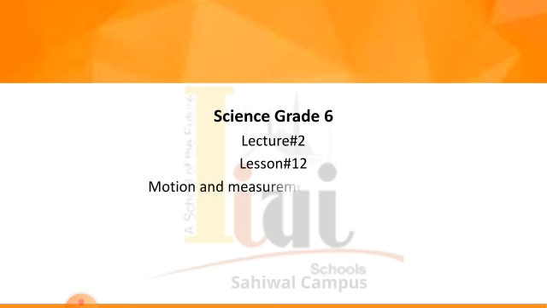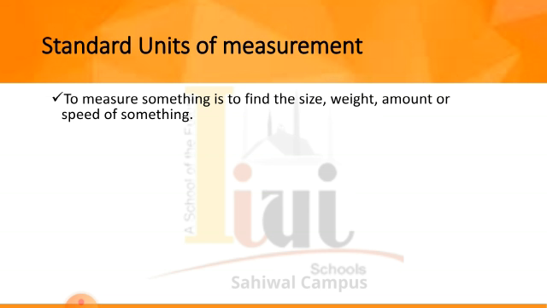So in this lesson, first we will discuss the standard units of measurement. To measure something is to find the size, weight, amount or speed of something. So this is basically the measurement of an object, in which we can find its size, weight, amount or the speed of any object. All these ways of measuring things are known as measurement.